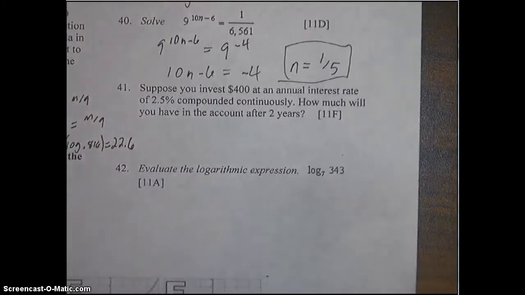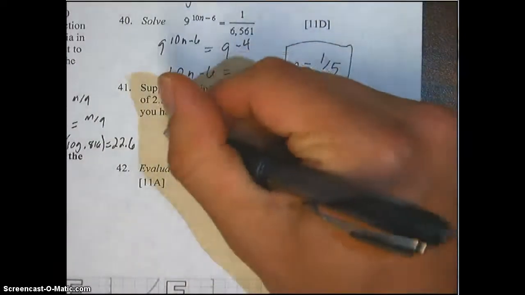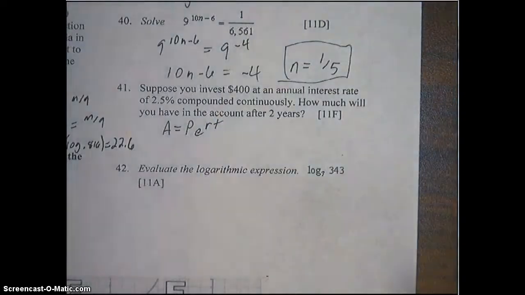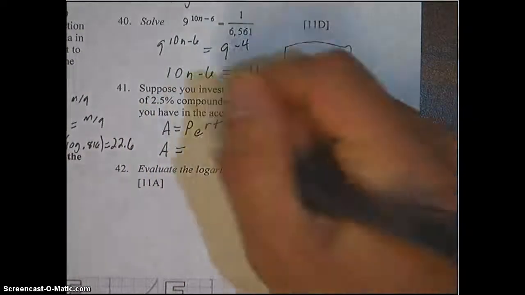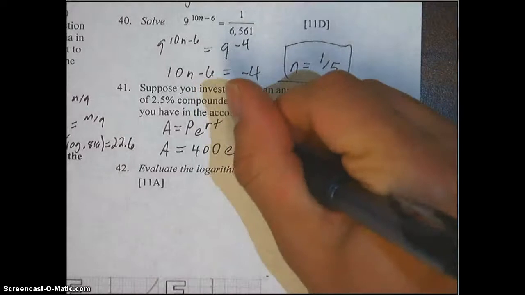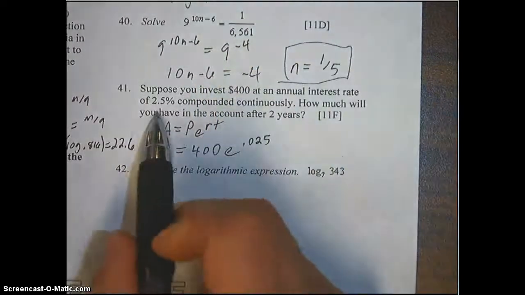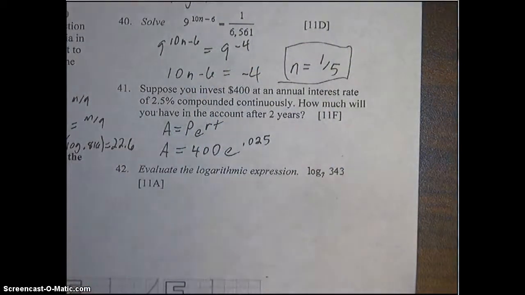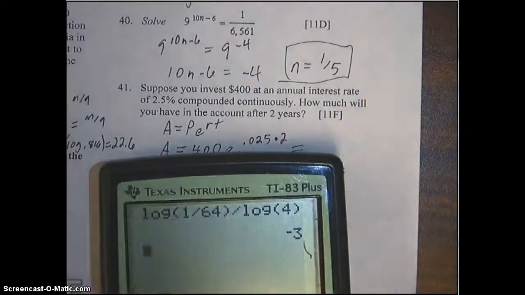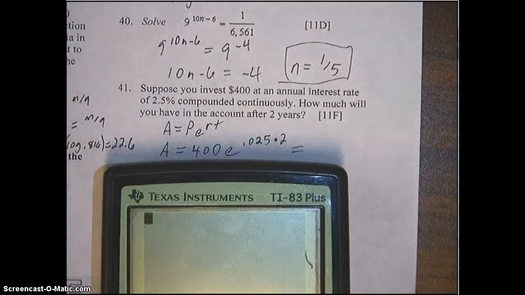41. Suppose you invest $400 at an annual interest rate of 2.5% compounded continuously. How much will you have in the account after 2 years? That's the equation A equals P e to the rt. And the A is what we're trying to find. P is the principal. E is the constant. The rate is 0.025. Just take that 2.5%, divide by 100. And the t is the time, so we're going to multiply it by 2. Let's see what it comes out to be here.